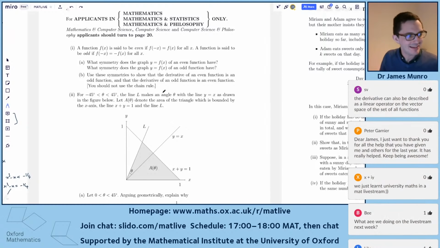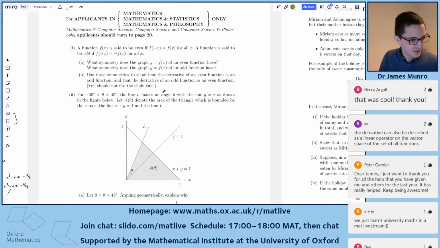Oh, the derivative's like a linear operator, says SV. There's some technical language there. It's a bit like linear algebra. It's matrices. Okay, right. Vector space. All functions. Cool.